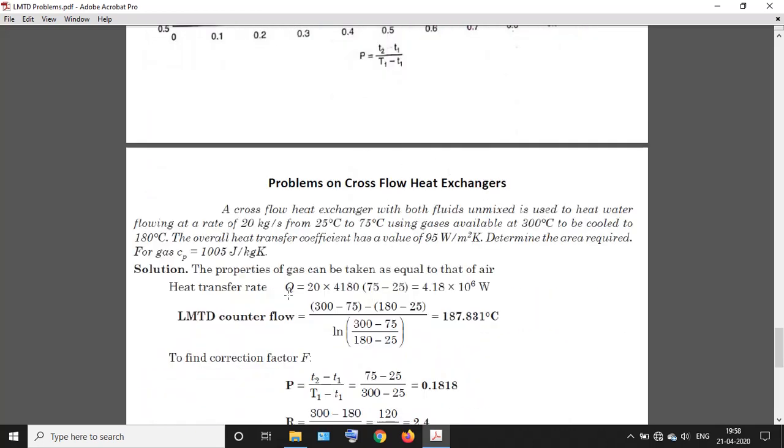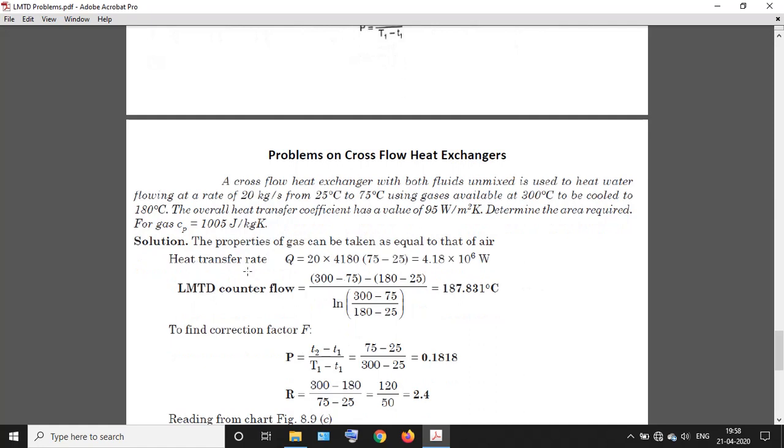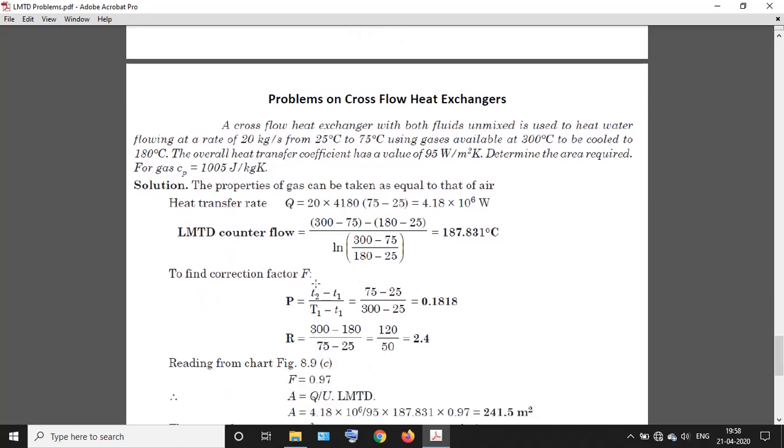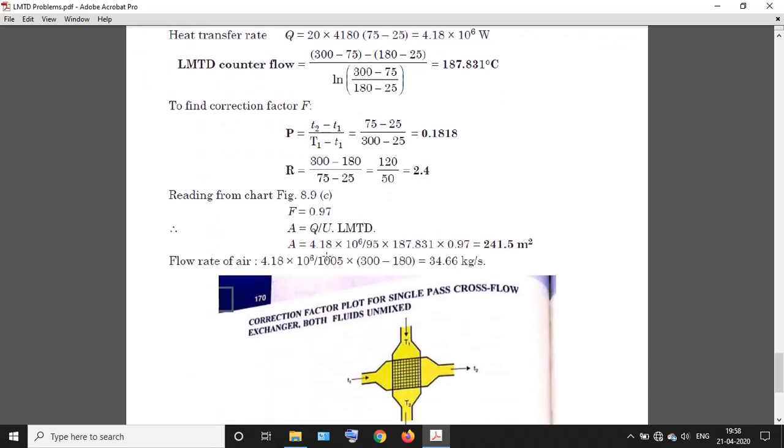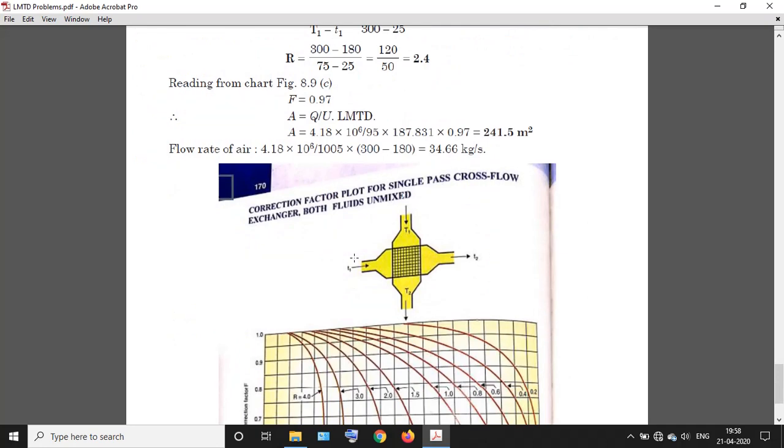You need to find out the area. You can find out the heat transfer rate from the hot fluid or the cold fluid. Next, you will find the LMTD for a counter flow arrangement. After finding the LMTD for a counter flow arrangement, you need to find the correction factor F. Now to find the correction factor F, you need to take the appropriate chart from the data book.